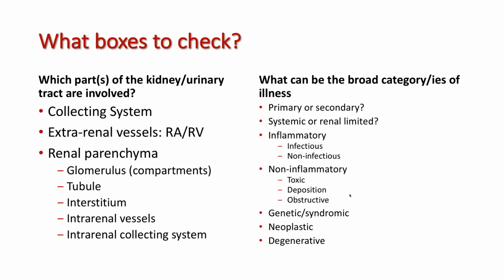You can have light chain deposition disease, or you can have obstructive conditions. So these are also non-inflammatory. Obstructive conditions can be, for example, in the collecting system, or they can be in the intrarenal collecting system. Then you should try to answer this question: is it likely that this is a genetic or a syndromic disease?